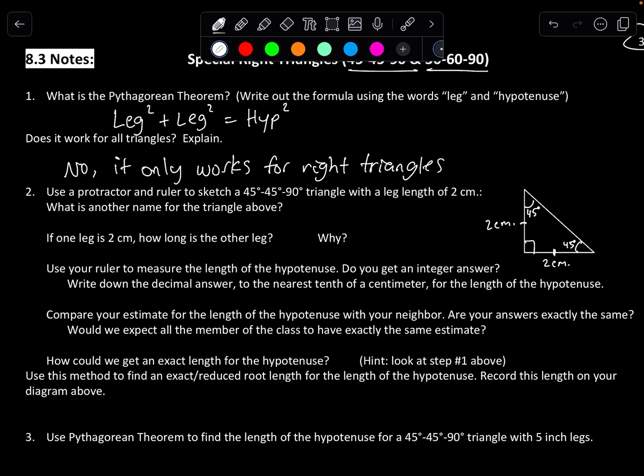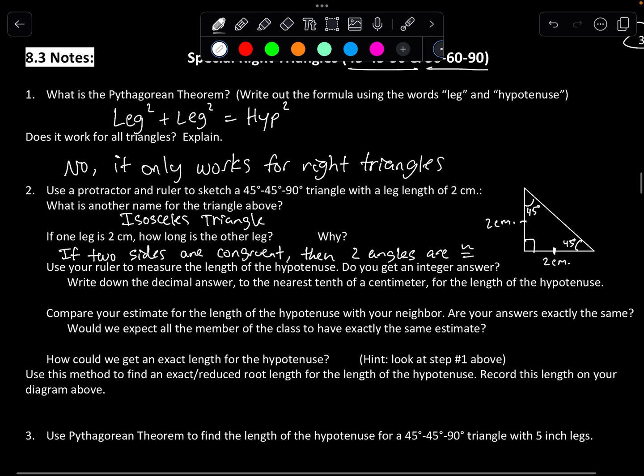What is the name for the triangle above? It is an isosceles triangle. And if two sides are congruent, then two angles are congruent. Okay.